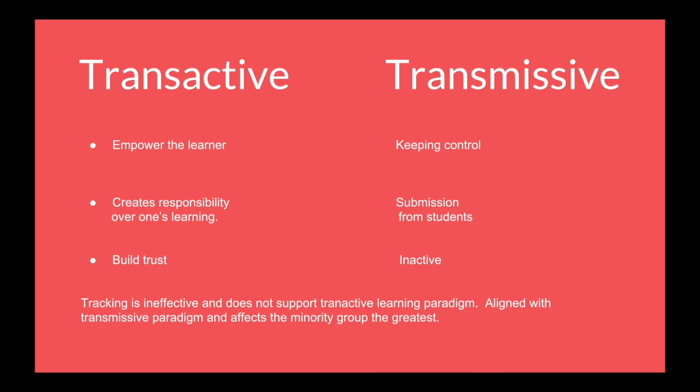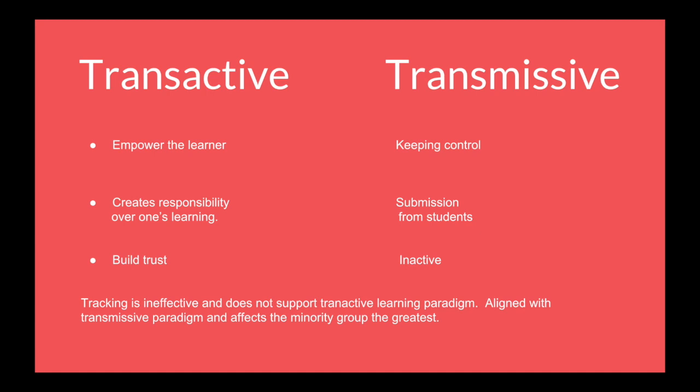It empowers the learner, and it creates responsibility over one's learning. At the same time, it builds trust in the teacher and student dynamic and interaction. The transactive model is about the balance of that power and trusting them to have choices about their learning, building confidence and allowing goal setting when given that choice to be a part of their learning process. So in turn, they're taking responsibility and having a part in their learning process, versus the transmissive model.